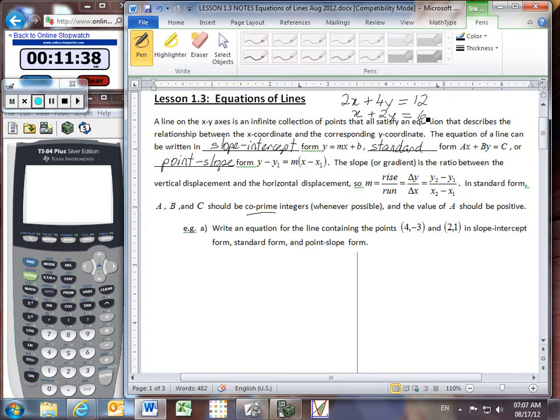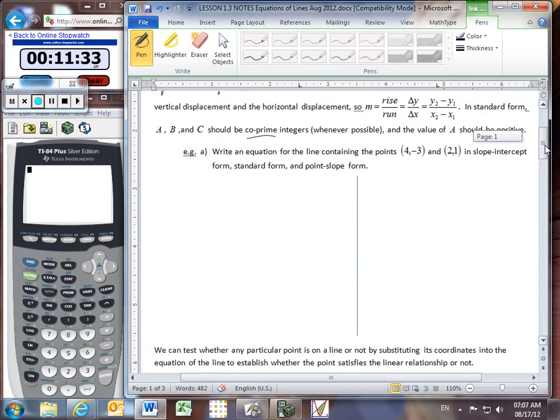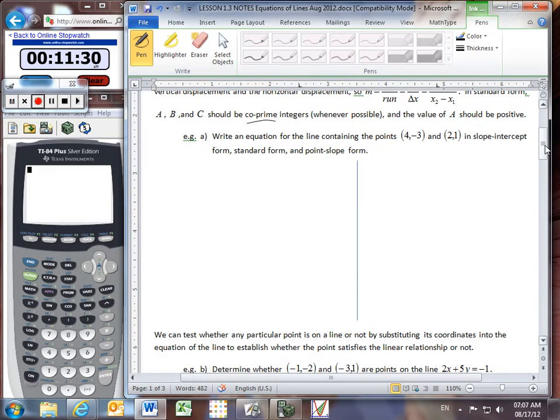Alright, let's write an equation for the line containing these two points, (4, -3) and (2, 1). Let's try to write it in each of the three forms: slope-intercept form, standard form, and point-slope form. We'll begin with slope-intercept form. In order to do that, I need the slope and the y-intercept. Let's first find the slope. Because we've been given two points, we can calculate the slope as the difference between the y-coordinates, second y-coordinate minus the first y-coordinate, over the second x-coordinate minus the first x-coordinate. This gives us 4 over -2, and so we have a slope of -2.